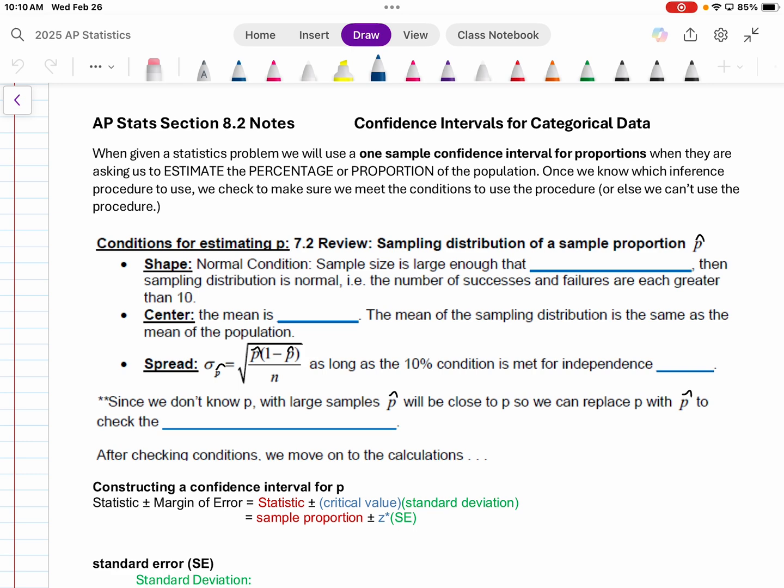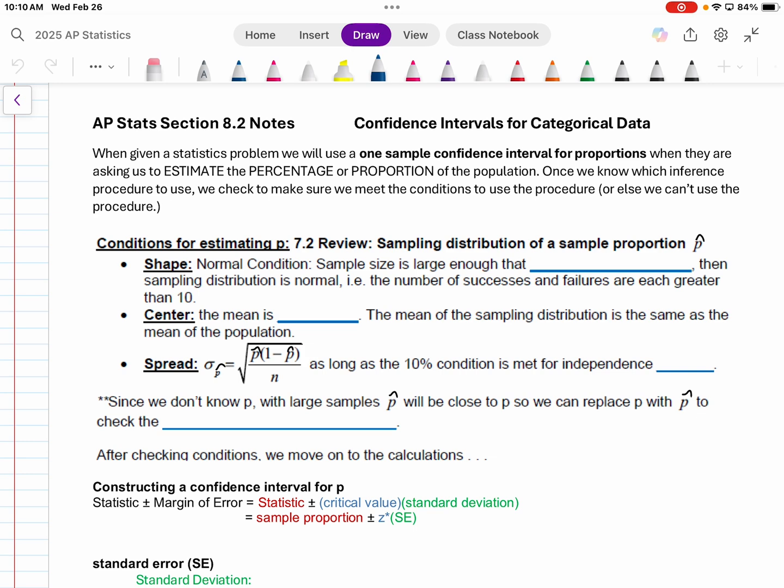Once we know which inference procedure to use, we check to make sure we can meet the conditions. So again, as we go forward, for any process that we're doing, we have to make sure we meet the conditions before we actually do the calculations. So is it random? Is it independent? Is it normal? Those are the conditions we're referencing.